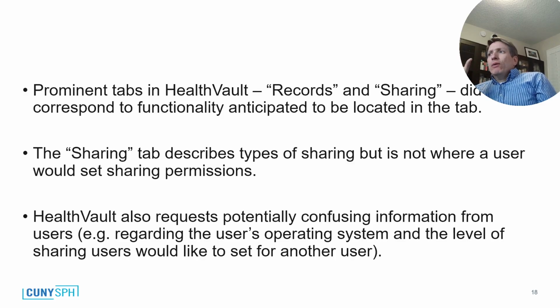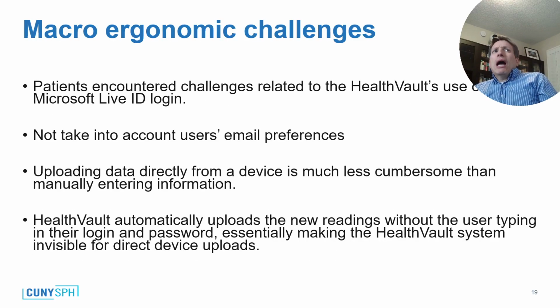Also, there was confusion in the way that HealthVault labeled different tabs in records, and sharing did not correspond to the functionality that they wanted to see there. The sharing tab described types of data that you can share, but was not the place where you assign the permissions to share or actually send the data. It is just to establish what is the type of data that you can share. HealthVault also requested potentially confusing information from users, like operating system and other stuff that was out of scope.